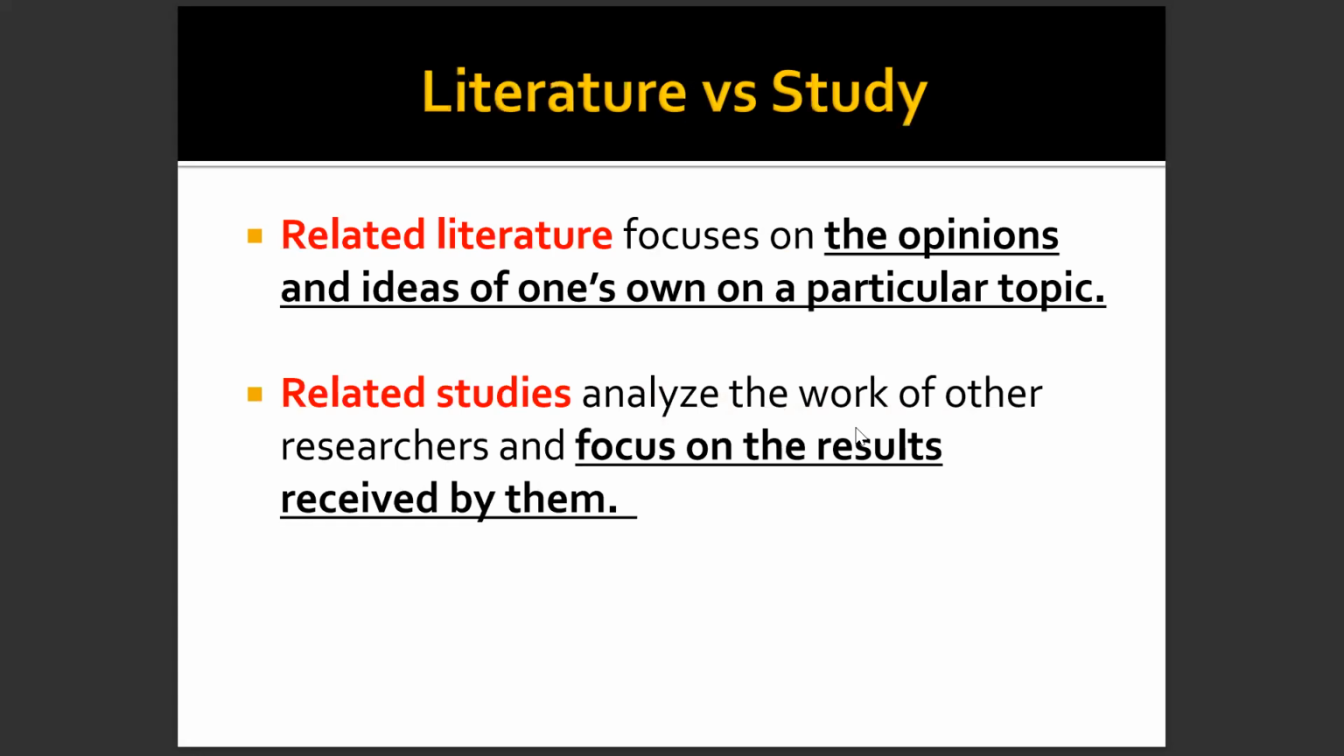When we talk about related literature, this focuses on the opinions and ideas of one's own on a particular topic. This is more of a definition, an article or facts about the current concept you are investigating. Related studies, on the other hand, analyze the work of other researchers and focus on the results received by them. And that is your related studies: the summary of a particular research study that is also relevant to the study you are currently investigating.